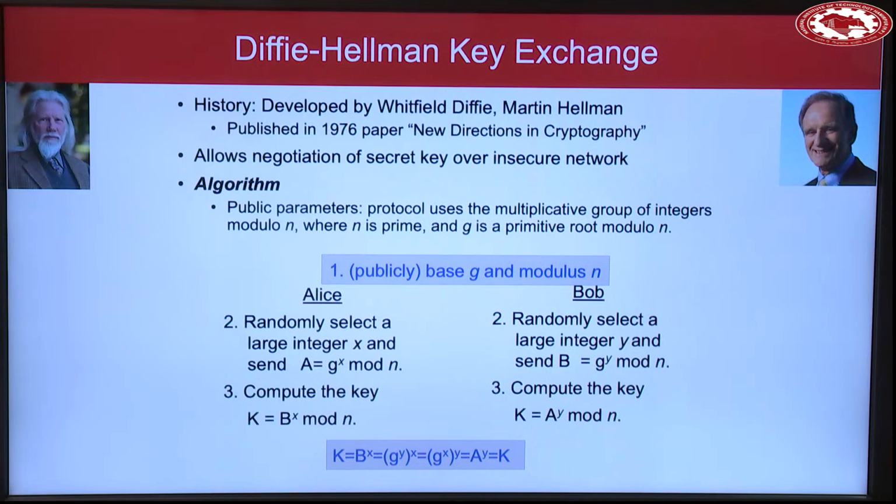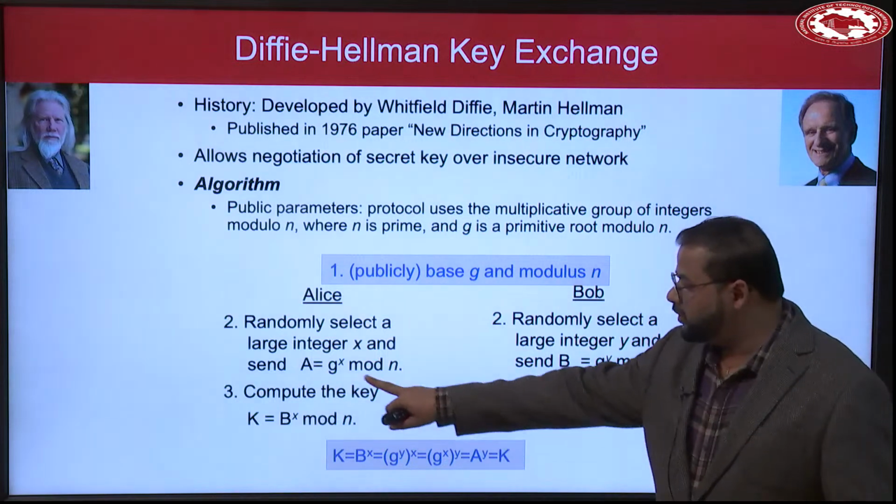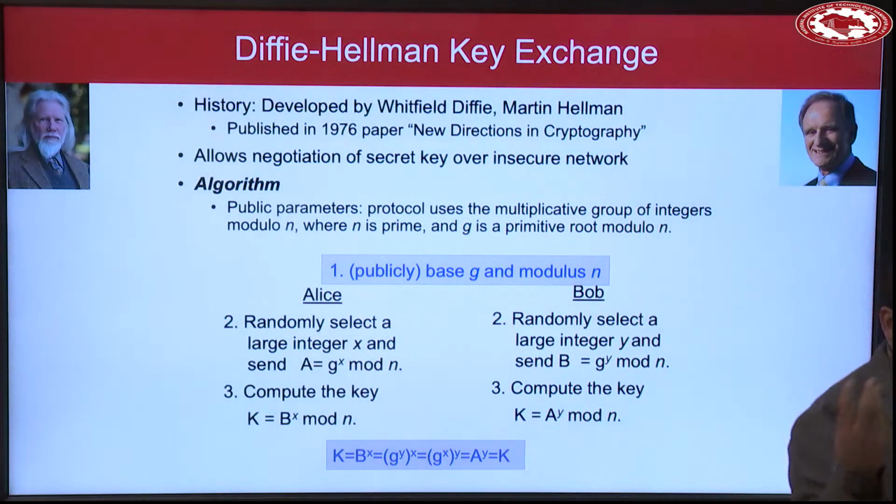So they created a multiplicative group of integers modulo n, where n is a prime number. n must be a prime number. g should be a primitive root of modulo n. So let's say if somebody gave you n, you already know n, you already know g. g is known to everybody who is part of the group, all the users.